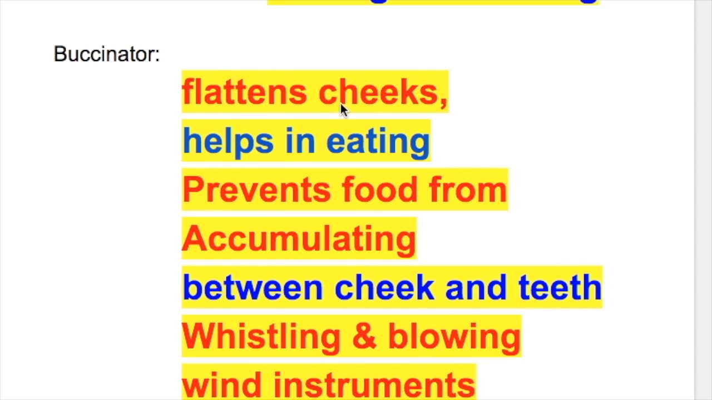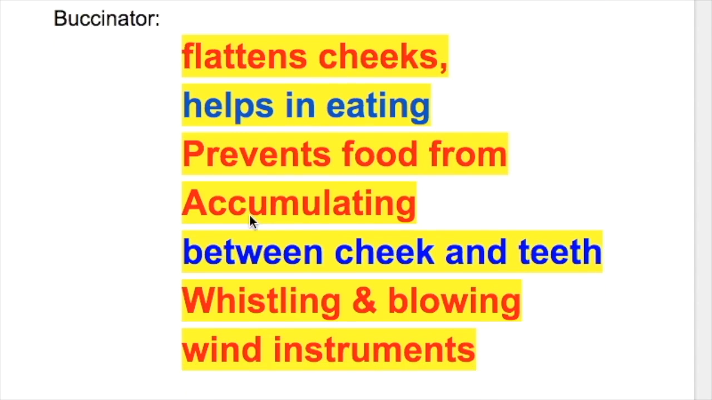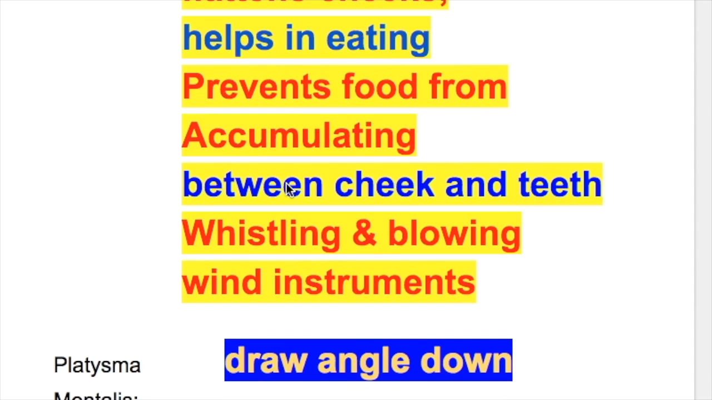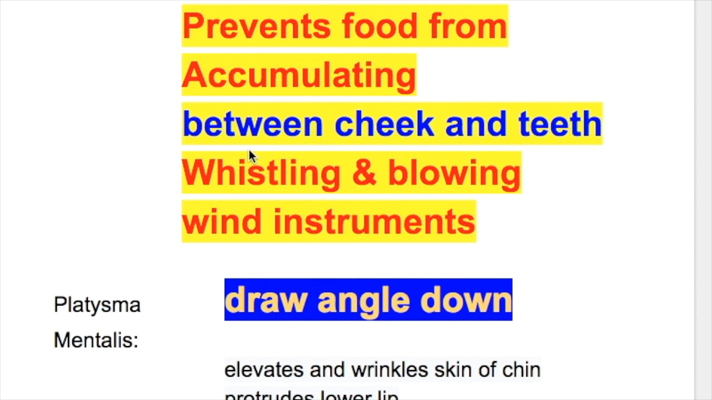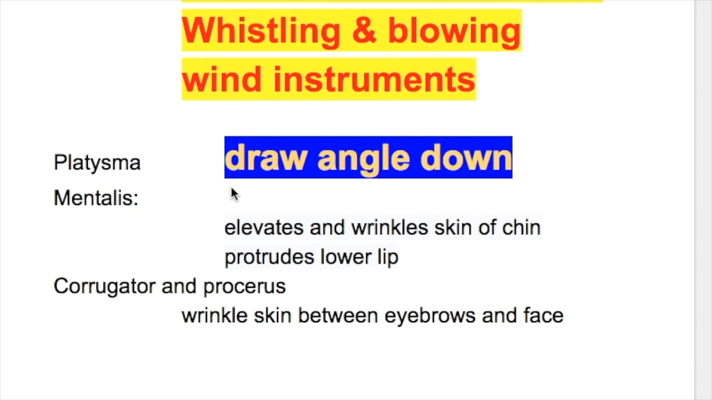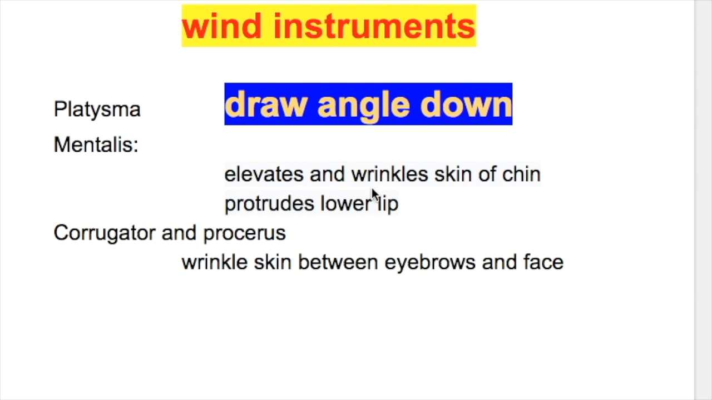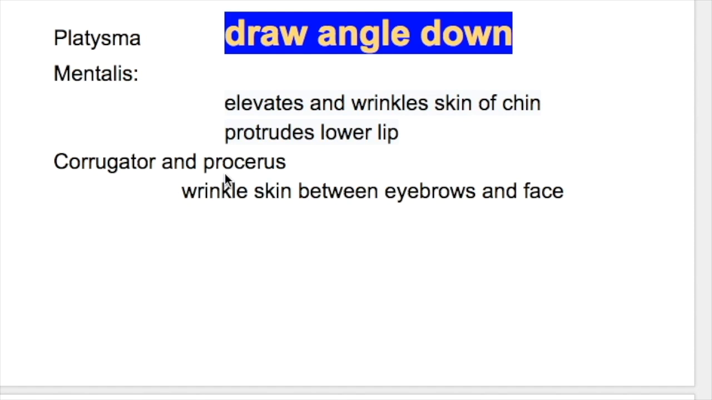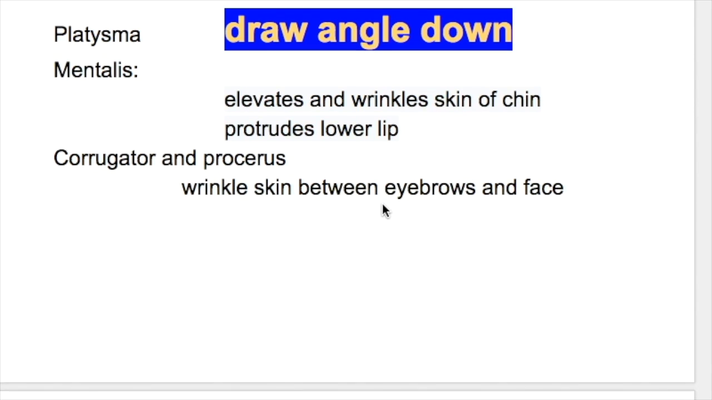Buccinator flattens the cheeks, helps in eating, prevents food from accumulating between cheeks and teeth, and is used in whistling and blowing wind instruments. So buccinator flattens the cheek and it helps in eating, and this is the important point, prevents food from accumulating between cheek and teeth, because this is what happens in facial palsy, that the food accumulates between cheek and teeth. Platysma draws the angle down, mentalis elevates and wrinkles the skin of the chin and protrudes the lower lip, and corrugator and procerus wrinkle the skin between eyebrow and face.